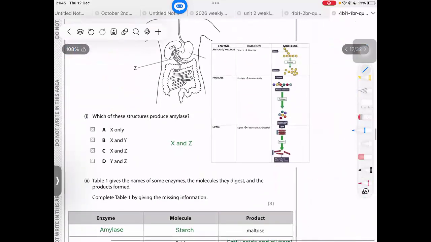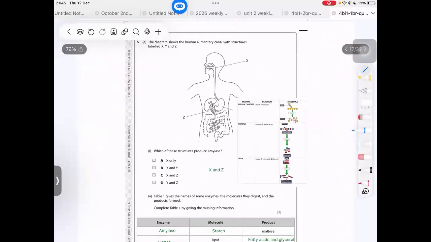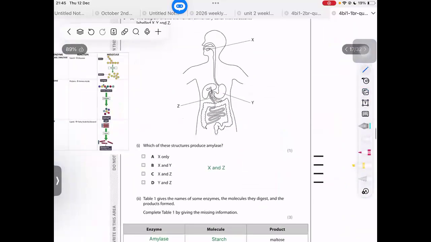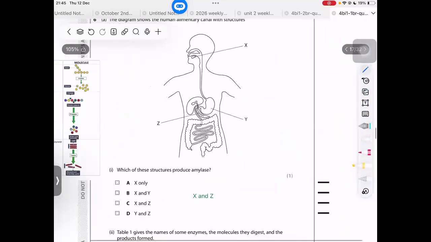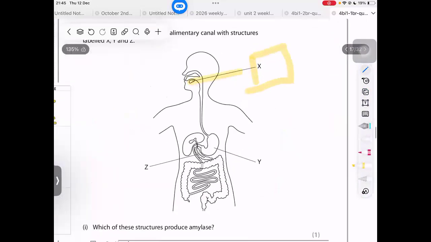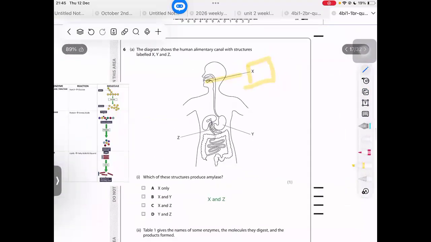Right. Now, here they're asking, the diagram shows the alimentary canal with structures labeled X, Y, and Z. Okay, X, Y, and Z. I'm covering this part, right? They're asking which of these structures produce amylase. So X is basically, they have labeled the salivary glands over here. X is the salivary gland, and you can see Y is the stomach and Z is the pancreas.